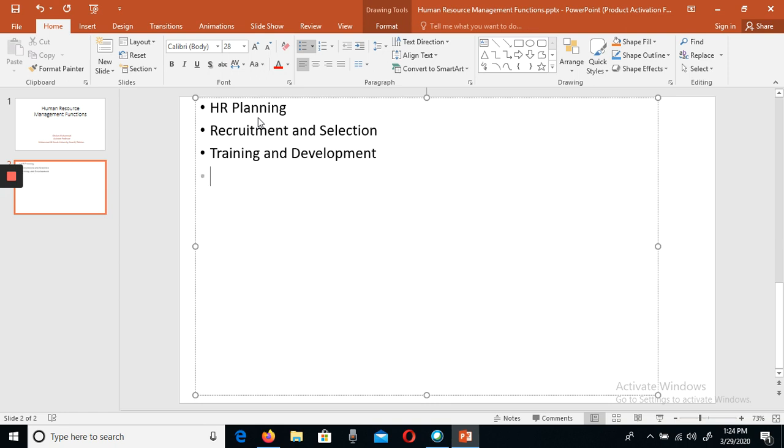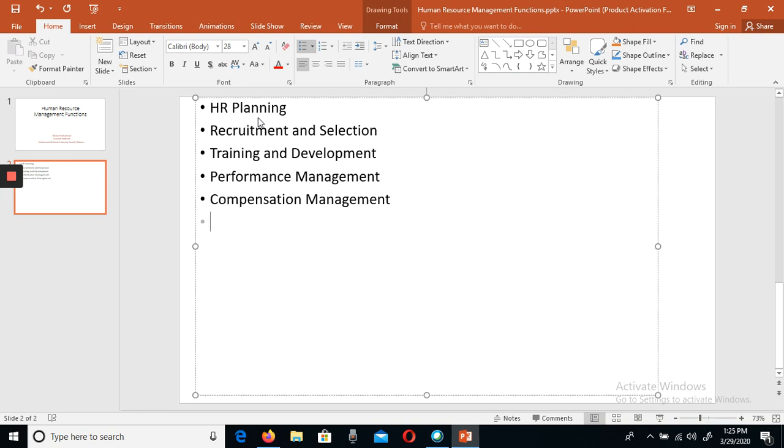And the fourth function is performance management. Performance management deals with employee performance, with the KPIs, with the evaluation of the individual employees who are working in the organization. In detail, I will tell you in the next lecture. And the fifth function of human resource management is compensation management.